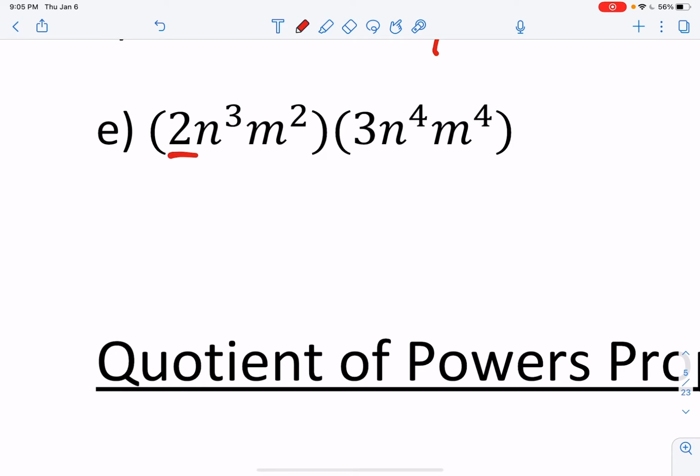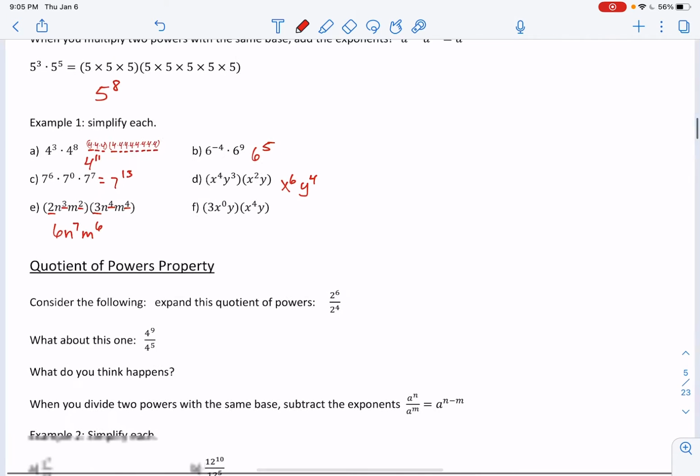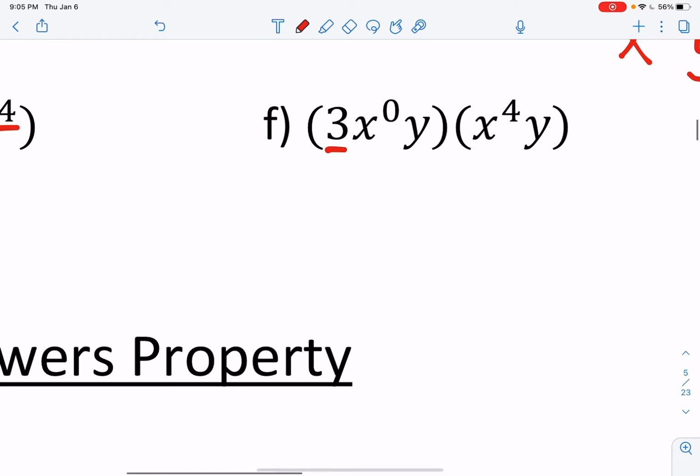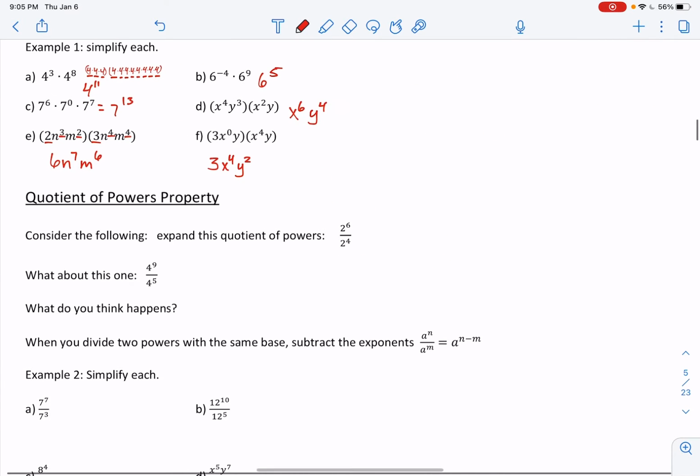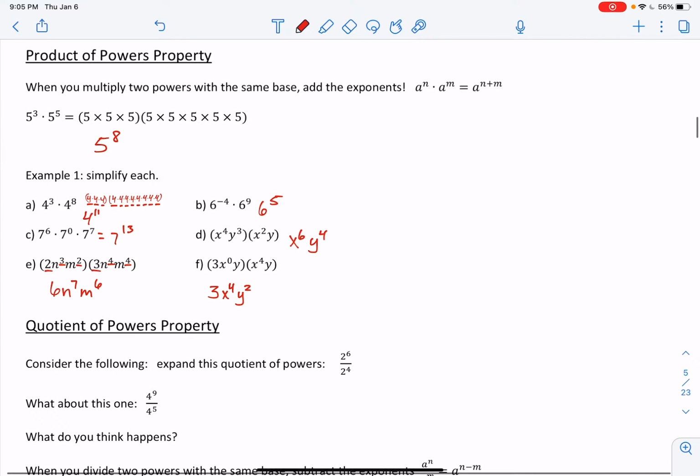Now on these, I have to take 2 times 3, so I get 6. How many n's are being multiplied? 3 here, 4 here, for a total of 7. How many m's are being multiplied? 2 here, 4 here, for a total of 6. And here, I take 3 times 1, so that's just 3. I have 0 x's being multiplied here, and 4 x's here, for a total of just 4 x's. I have 1 y here and 1 y here, total of 2 y's being multiplied there. Okay, so that's the product of powers property.